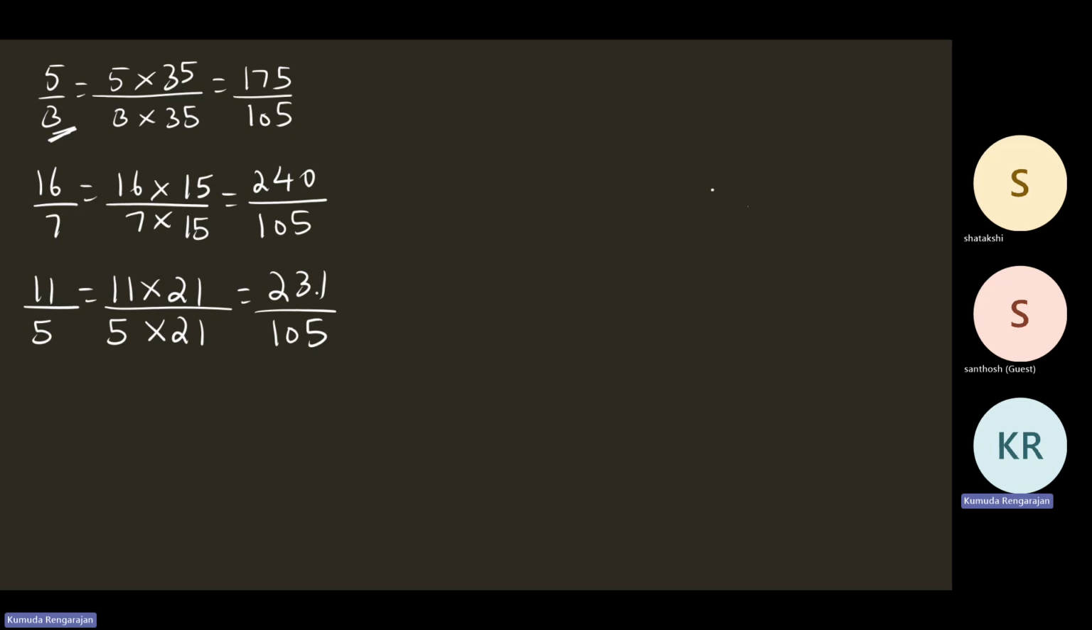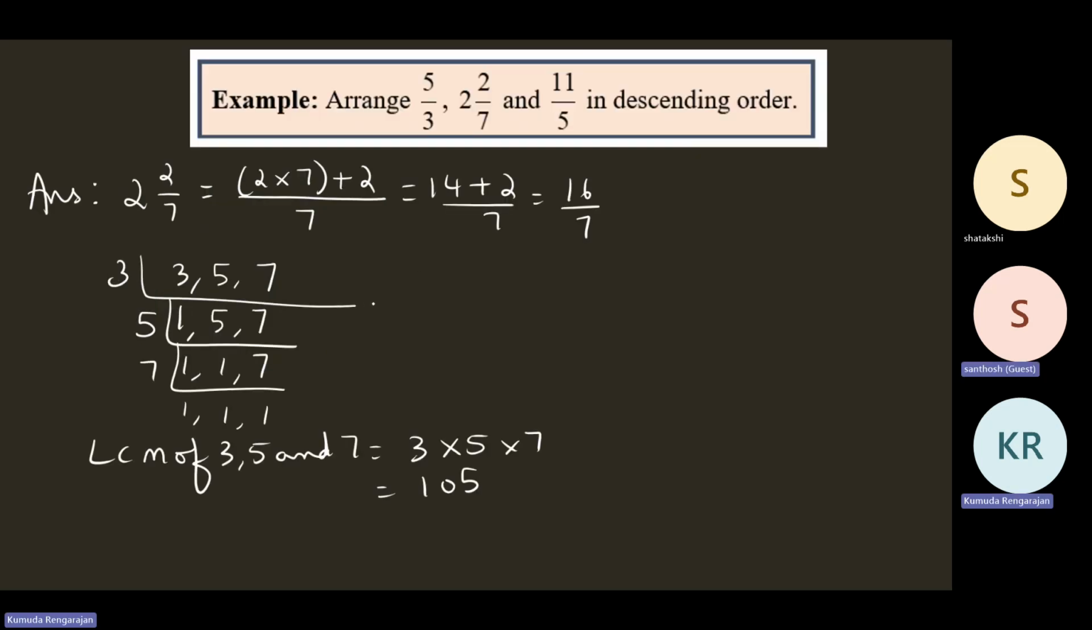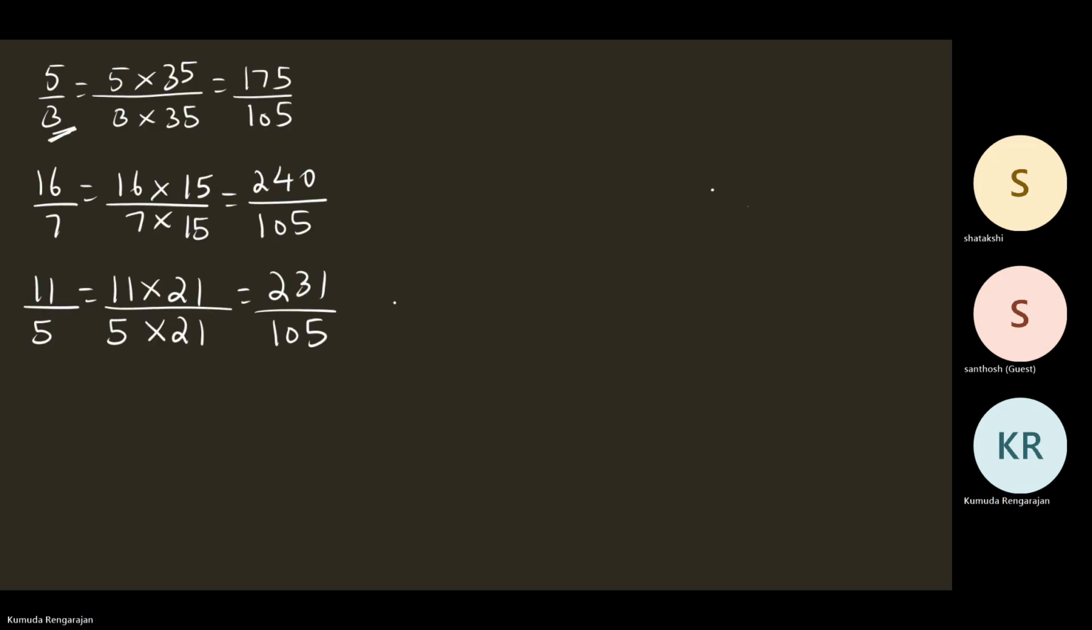We know that when the denominators are the same, greater the numerator, greater the fraction. 175, 231, 240 is the answer. No, I think you've mistaken the question. It's in the descending order, not ascending order.